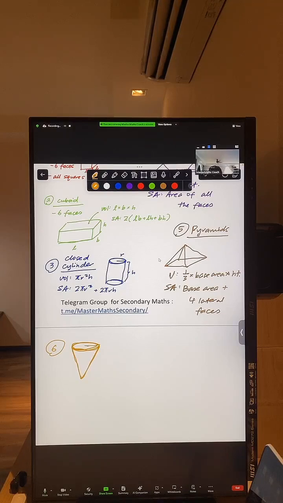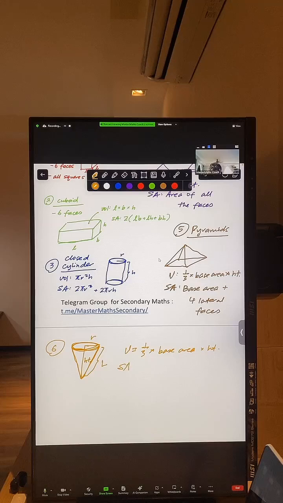For a cone, you also have a radius over here. You also have a height. And you have your slant length, or you can call it your slant height. So the volume of a cone is 1/3 times base area times height. What do you notice? It is the same formula as the pyramid. The formula for volume is the same for the cone and for the pyramid: 1/3 times base area times height.